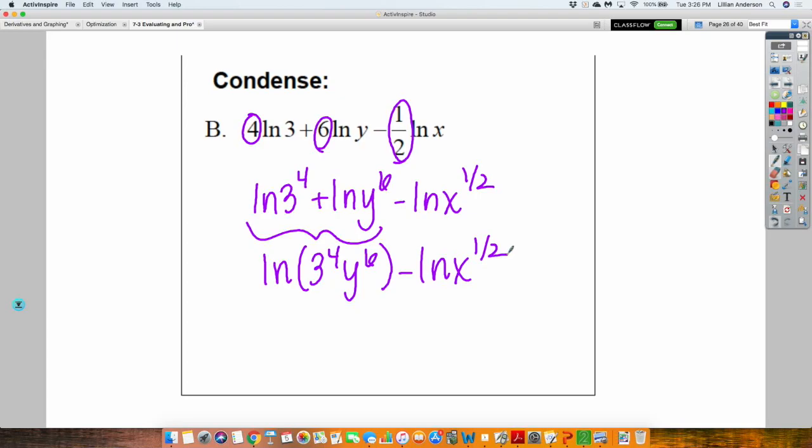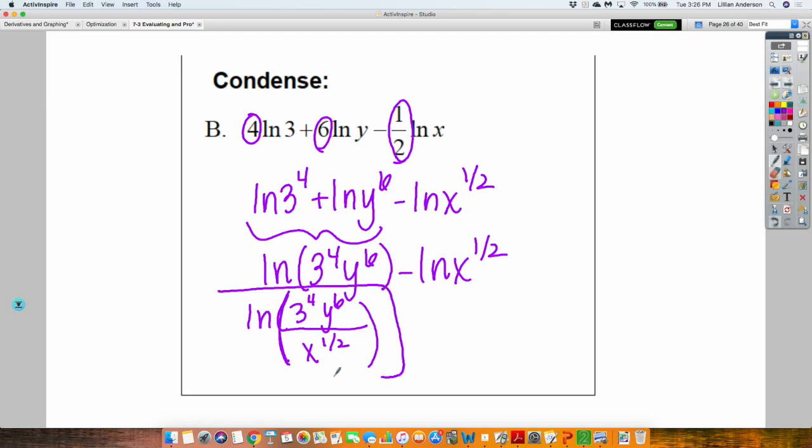Okay? Now that I have subtraction, I can condense it even more by applying the quotient rule, which becomes ln of 3 to the 4th, y to the 6th over x to the 1/2. Okay? Now, this right here would be acceptable as a final answer.